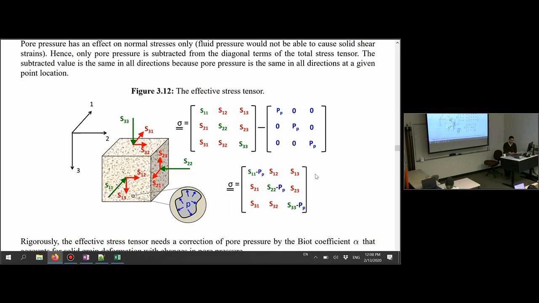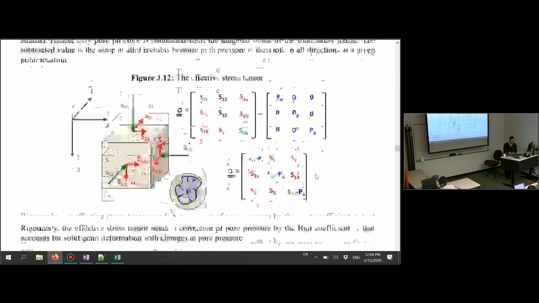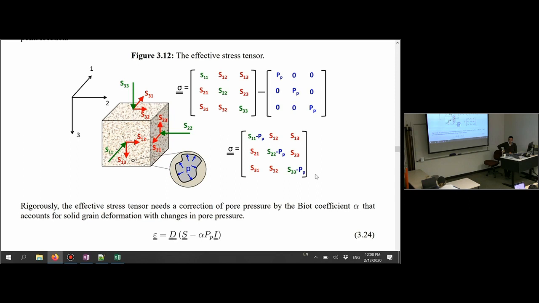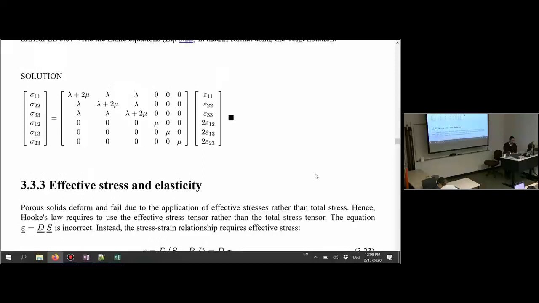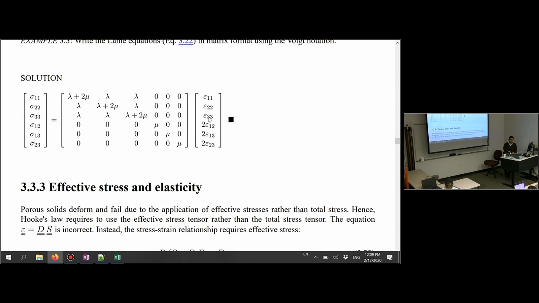And this is very important, because now that we get to talk about stress in three dimensions, we want to make sure that when we start utilizing the equations that we just saw before, relating stresses and strains, we use in these equations the effective stresses and not the total stresses. That's why I have here sigma and I don't have S.